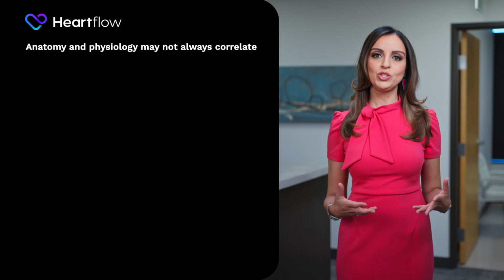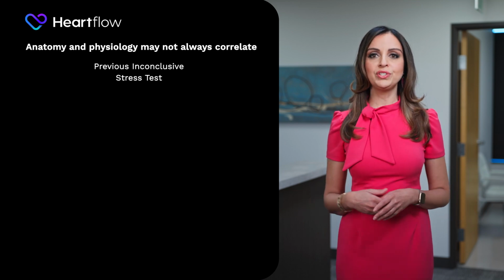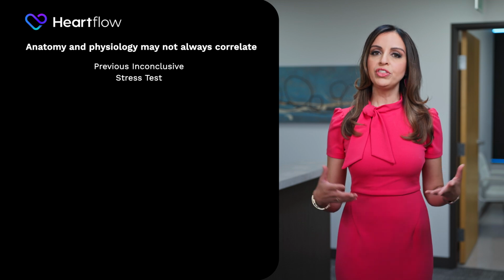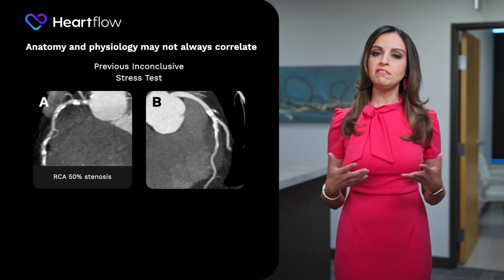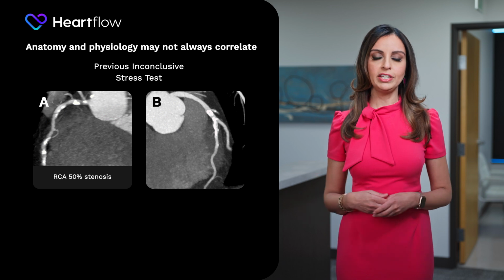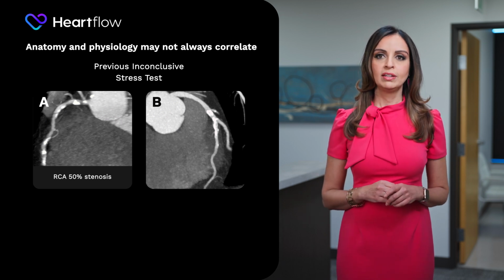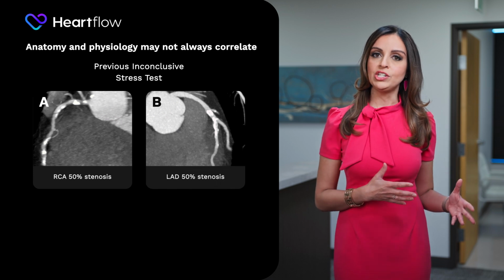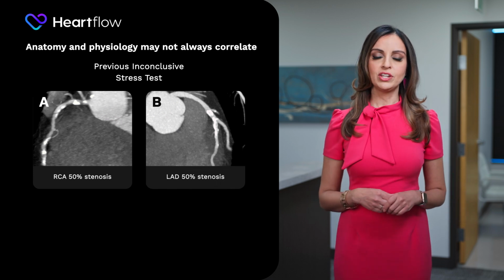Now, both of these patients we're going to talk about today have stable chest pain and had previous inconclusive stress tests. They both then went on to have a coronary CTA. Patient A had diffuse, moderate calcified plaque of the RCA with a mid-segment stenosis of about 50%. Patient B had an LAD lesion with mid-segment calcified plaque, also with a 50% stenosis.